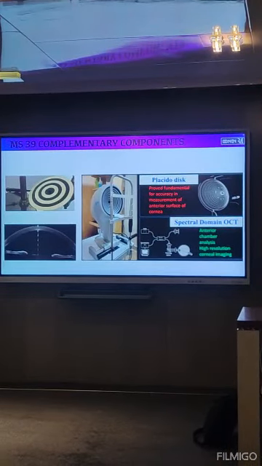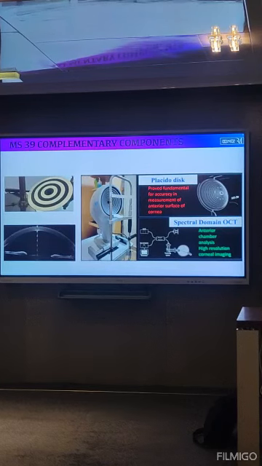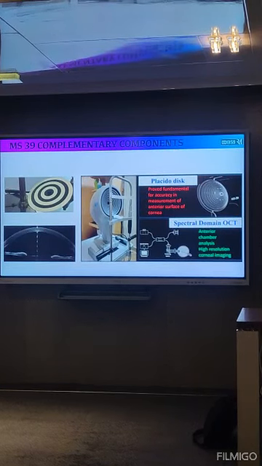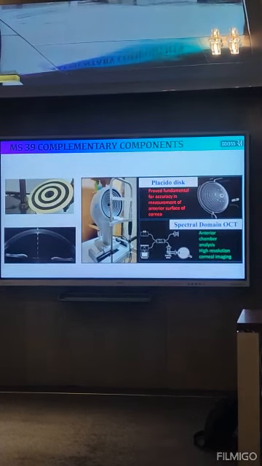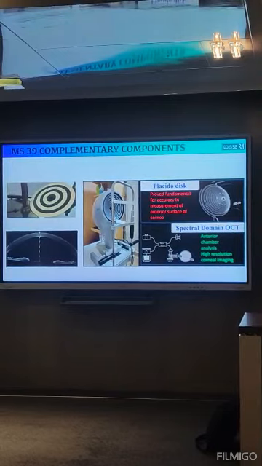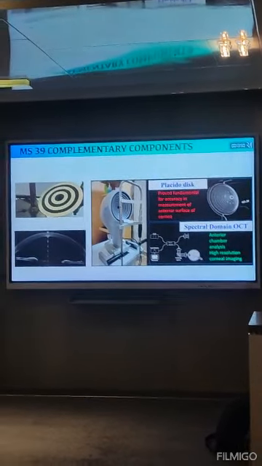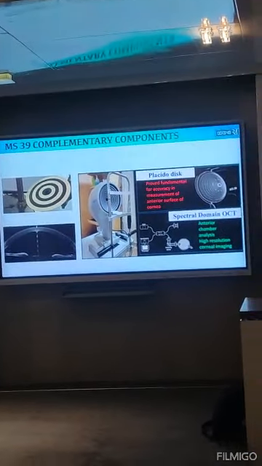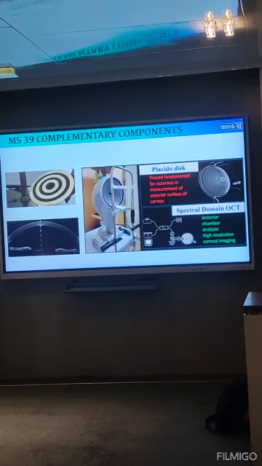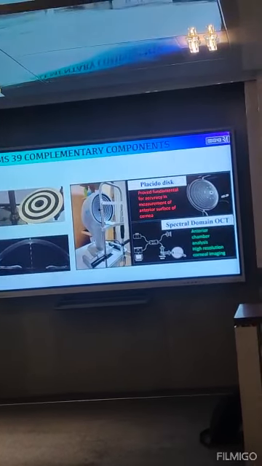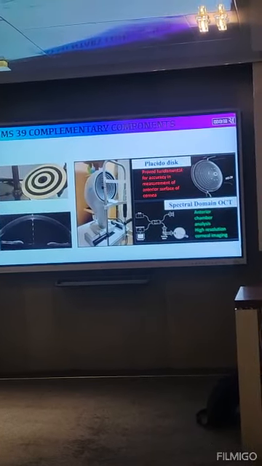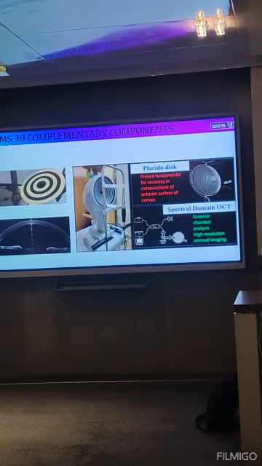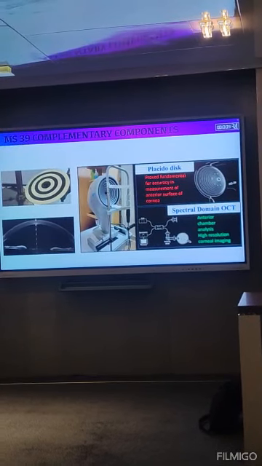The MS39 has complementary components in combination: OCT-based tomography, which is a spectral domain OCT, with Placido disk, which offers you a sensitive and accurate topography, plus a more accurate tomography in comparison with the Scheimpflug camera, which is affected by dry spots and also very faint corneal opacities. But the OCT-based tomography is not affected at all by the dry spots or the corneal opacities.